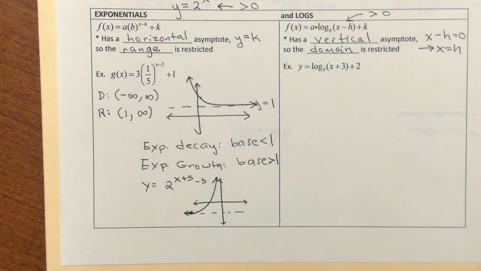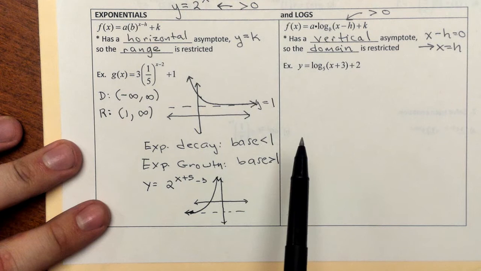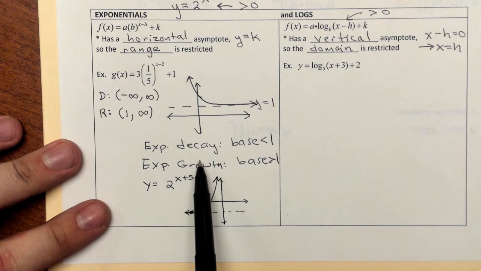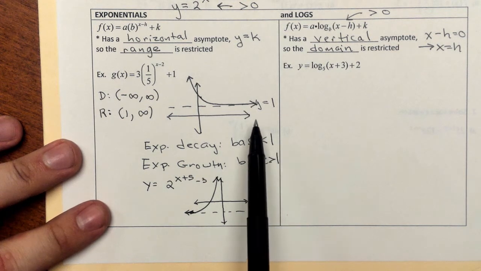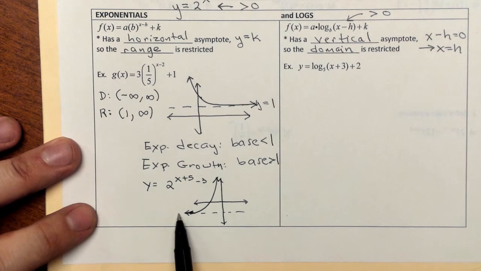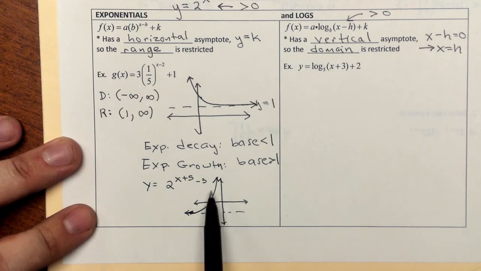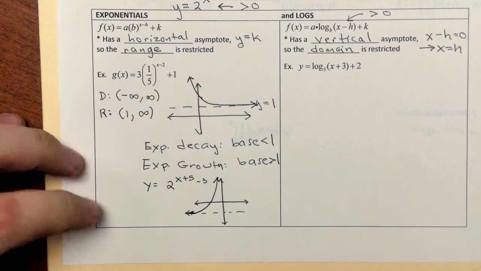Now mind you, exponentials can look like this, they can look like this. If I incorporate a negative, I stop talking about decay and growth, but I can still talk about domain, range, and end behavior with those things. Here I can see my domain is again negative infinity to infinity. My range is from negative 3 and up. So parenthesis negative 3 to positive infinity.